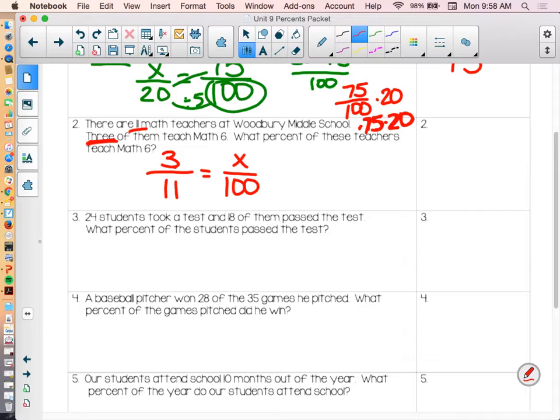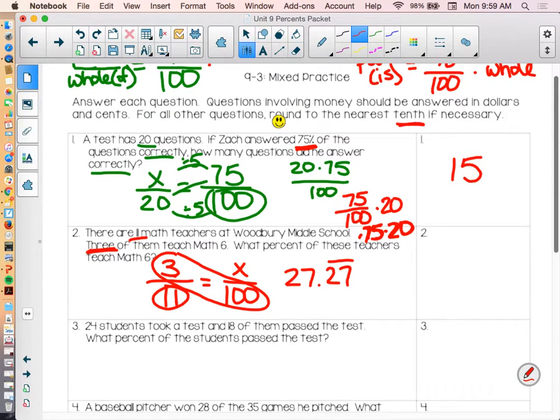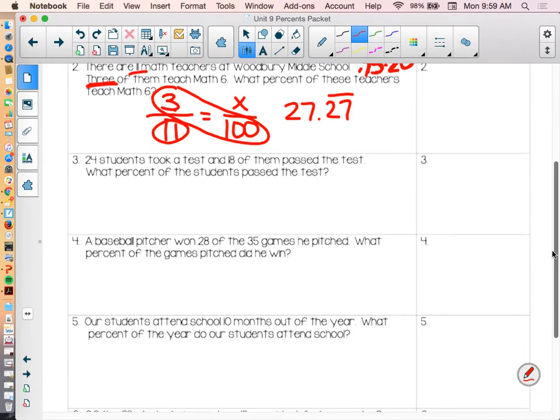You're basically doing 3 out of 11, which just means I do 3 divided by 11, but then you have to change it to a percent, which means I multiply by 100. You could also do 3 times 100 divided by 11. Either way, you should get 27.27, and notice it's a repeating decimal. It continues. So then we have to look at the directions, which ask us to round to the nearest tenth if necessary. Well, okay, so we're going to look one place past the tenths place, and it's a 7. That tells us to round up to 27.3.